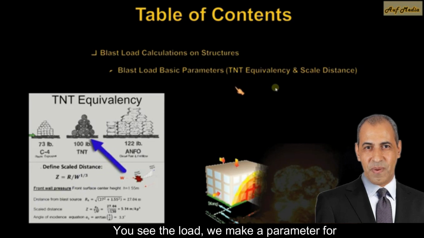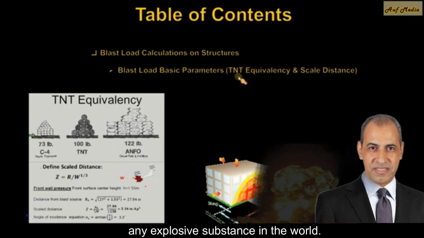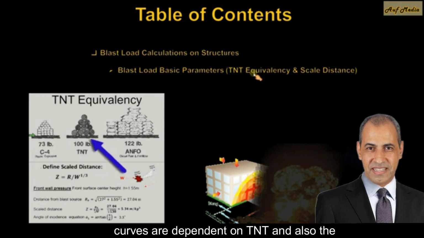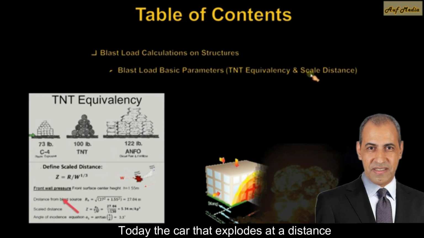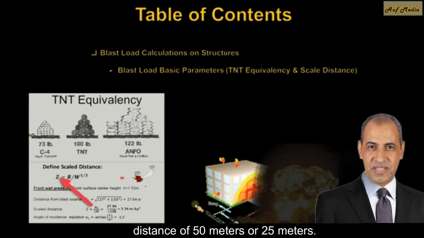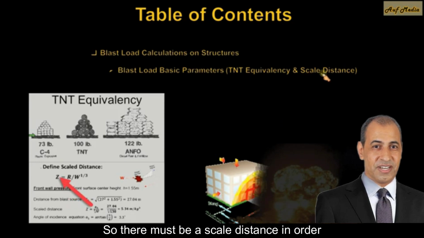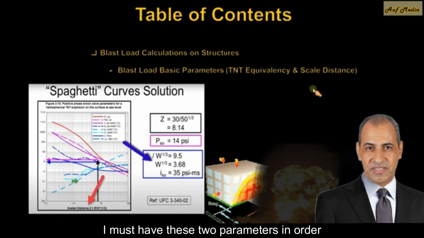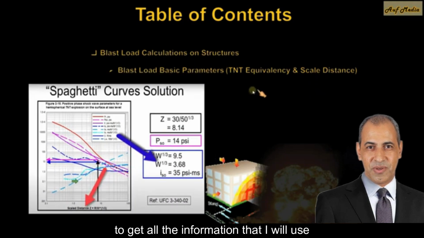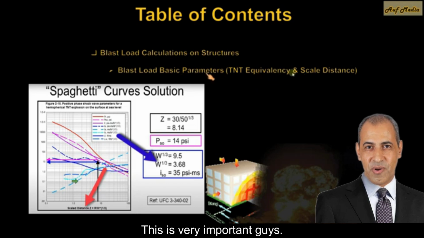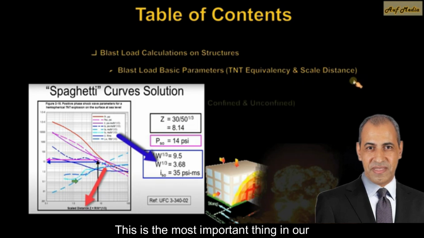For any explosive substance in the world, we get its equivalent as TNT, because all curves depend on TNT and also on the distance. Today, if a car explodes at a distance of 100 meters, and there is another car at a distance of 50 meters or 25 meters, there must be a scale distance in order to enter my curve. I must have these two parameters in order to get all the information that I will use in my curve, which will be either static or dynamic. This is very important, guys. This is the most important thing in our topic today.